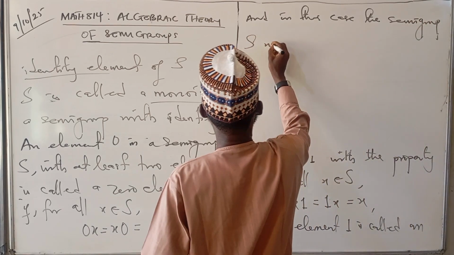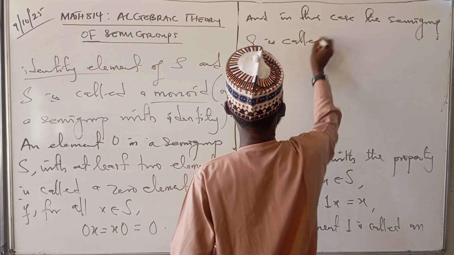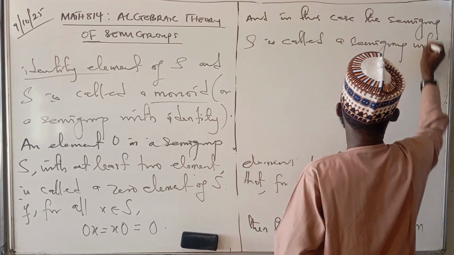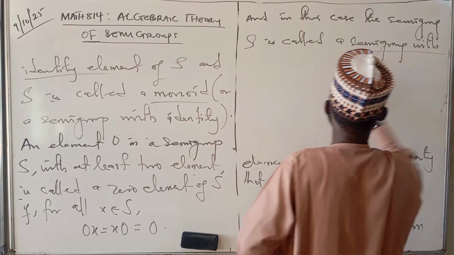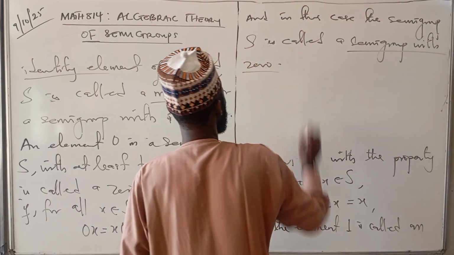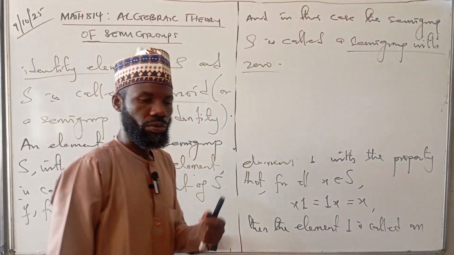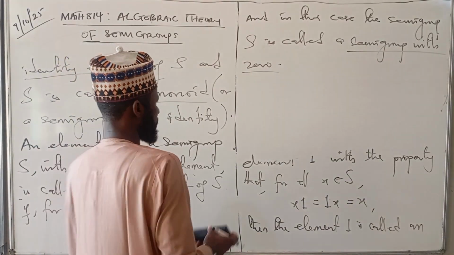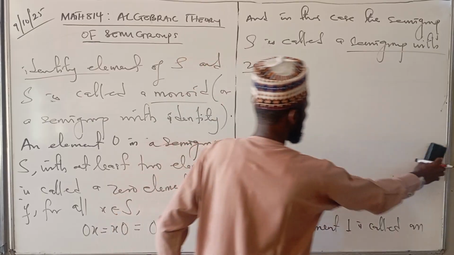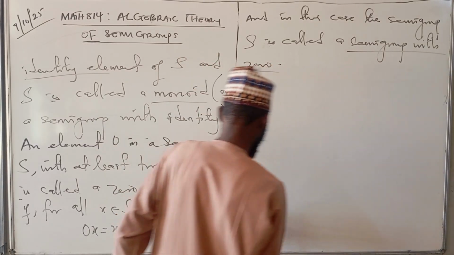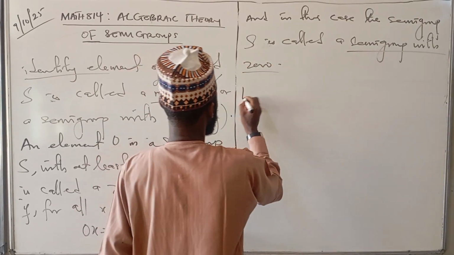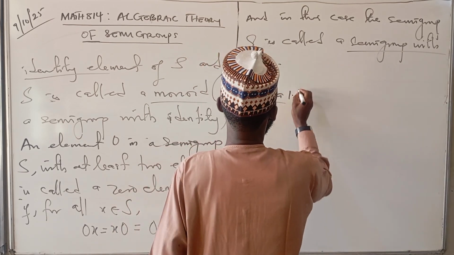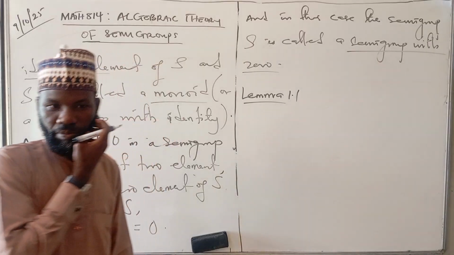The semigroup S is called a semigroup with 0. If you say a semigroup with 0, you mean a semigroup in which there is the presence of a 0 element. Don't worry, I'll give you examples of all this. But before giving you an example, let me prove the fact that this 0 and this identity cannot have more than one of them.